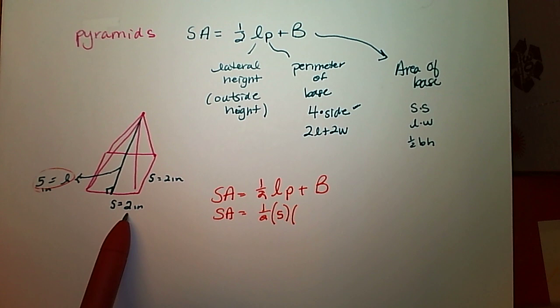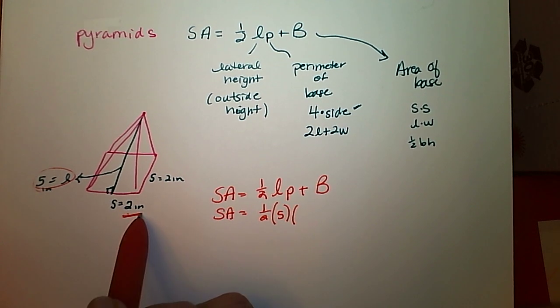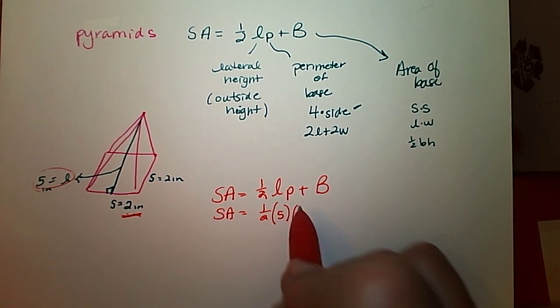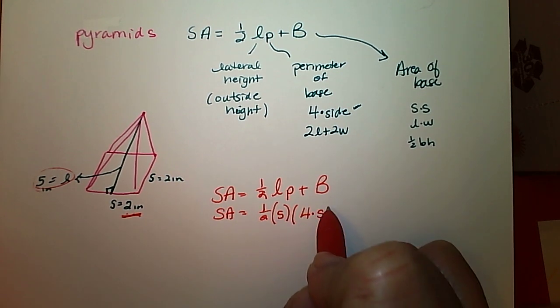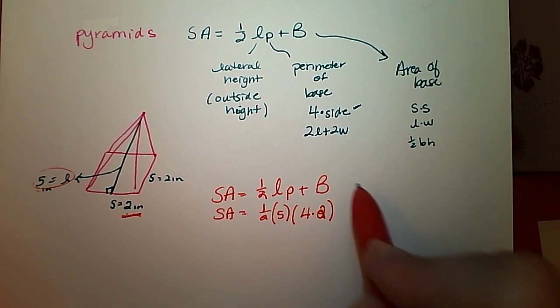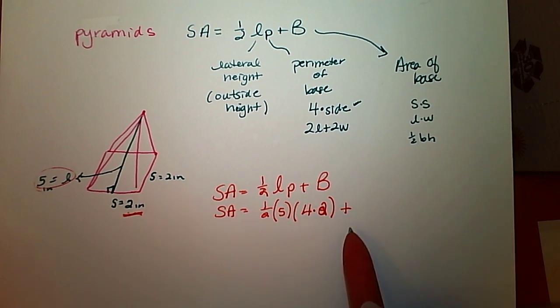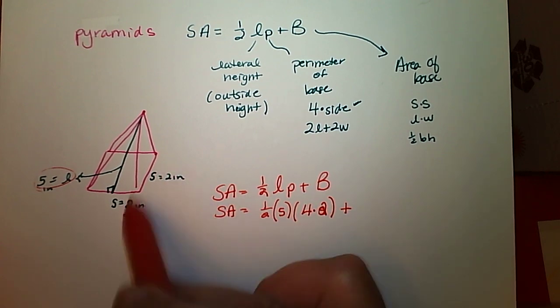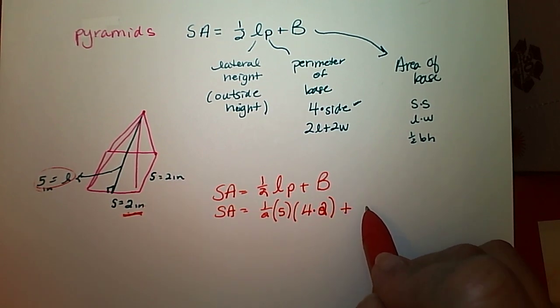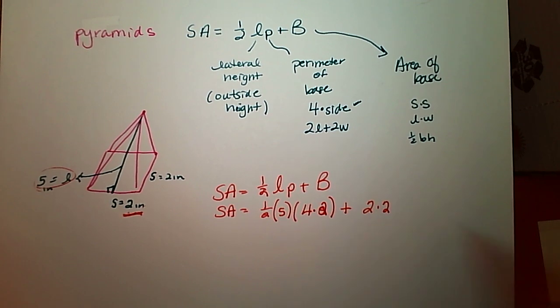The perimeter of my base, my side is 2, and I know it's a square because both sides match. So it's 4 times 2, because that's what the perimeter would be. Sorry, that's a 2, 4 times 2. And then the area of my base, because I said it was a square pyramid, is going to be 2 times 2.